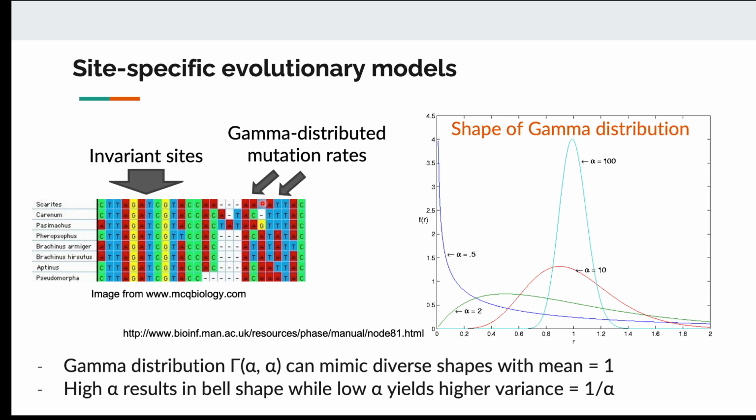Sometimes they will also call this a gamma-distributed mutation rate, because when they draw the mutation rate for each site, they draw it from a gamma distribution. For those of you who haven't seen a gamma distribution before, it sounds scary, but the shape is very simple. Depending on the shape parameter, it can behave like an exponential decay, like the blue line here, or like a Gaussian distribution, the cyan line here, or like a skewed Gaussian, like the red line here and the green line here.